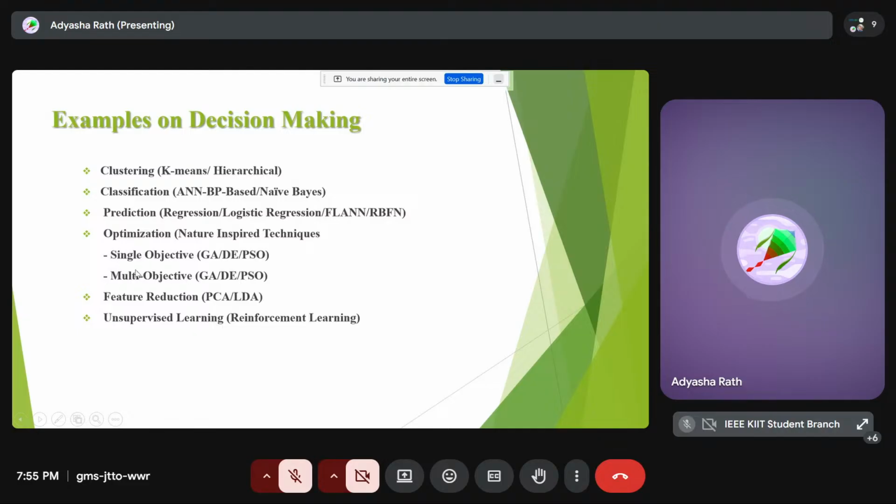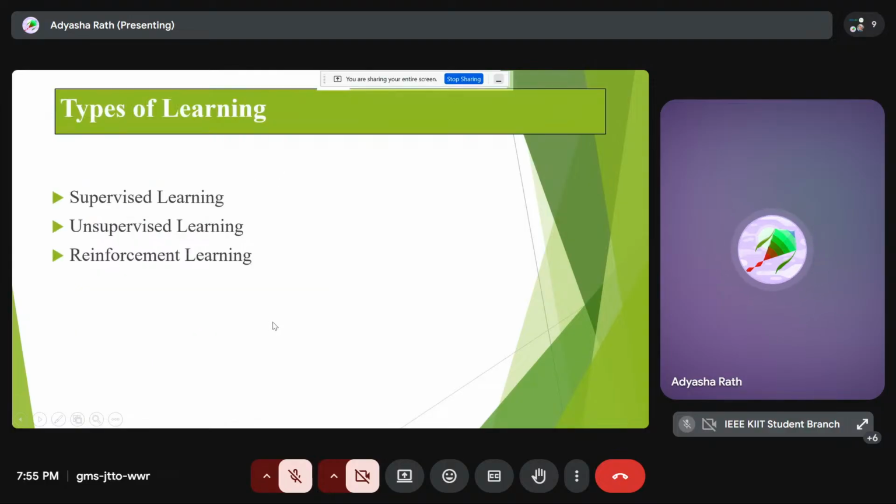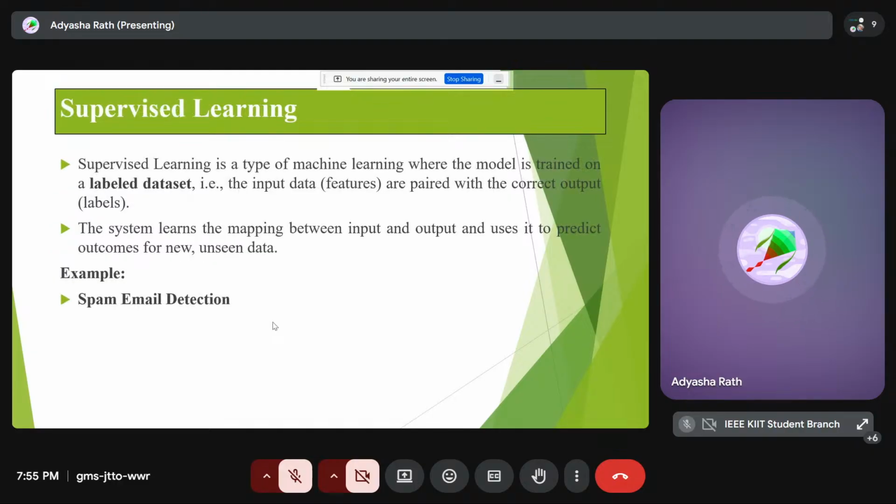Optimization and nature-inspired techniques: single-objective GA, differential evolution, PSO; for multi-objective we can use NSGA-II. Feature reduction, PCA. Unsupervised learning, and one of the biggest examples is reinforcement learning. So here come the different types of learning: supervised, unsupervised, and reinforcement learning.